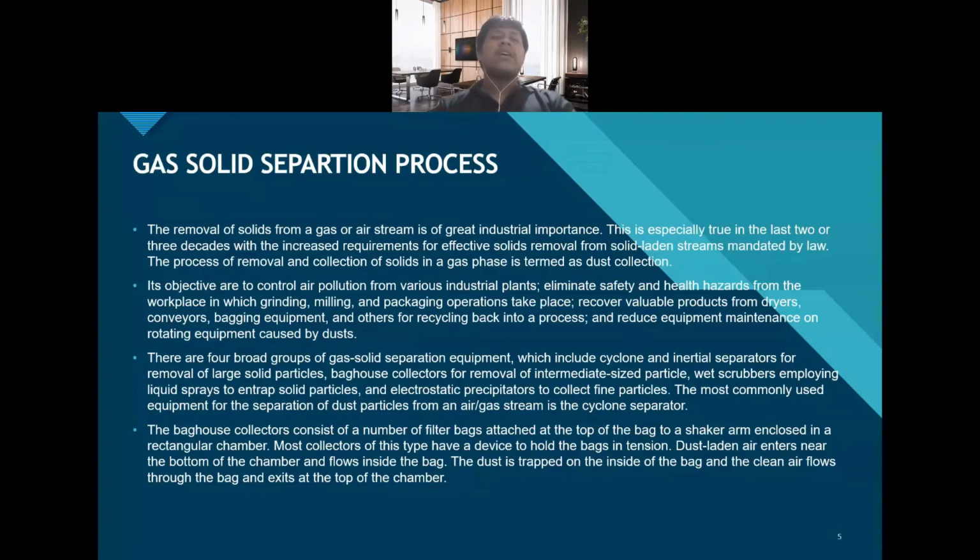The baghouse collectors consist of a number of filter bags attached at the top of the bag to a shaker arm enclosed in a rectangular chamber. Most collectors of this type have a device to hold the bag in tension. Dust-laden air enters near the bottom of the chamber and flows inside the bag. The dust is trapped on the inside of the bag and the clean air flows through the bag and exits at the top of the chamber.